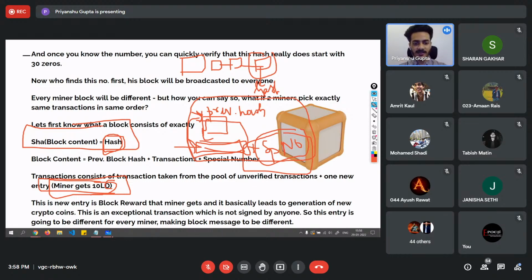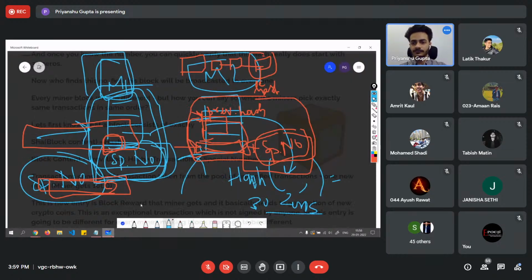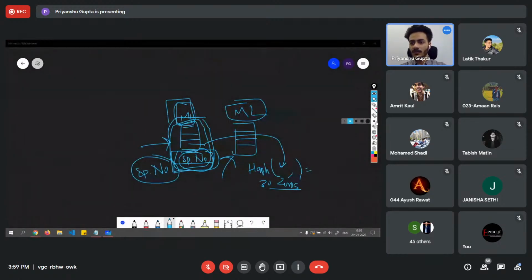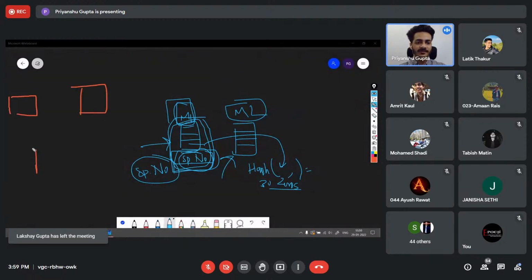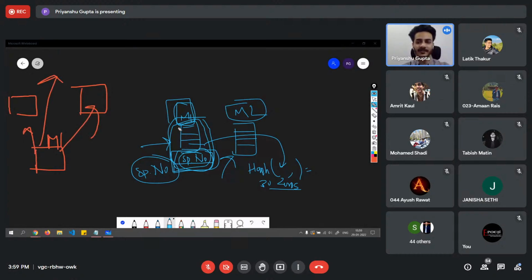So now let's say these are the nodes, different computer nodes. This is the miner. After finding that special number, he will broadcast that block to every node.